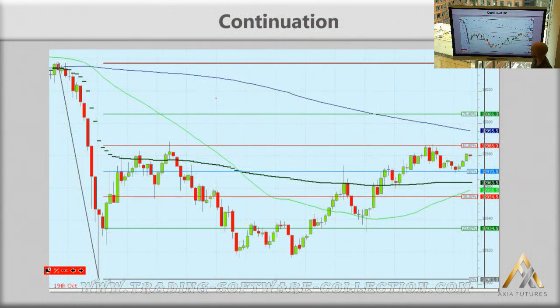Right, another continuation type trade. This is one in the DAX. This was from a little while ago, but again, on another solid drop. This was the 19th of October, incidentally. Another solid drop. So what you've got here, you've got a 130 tick drop. This on a 1 minute chart.